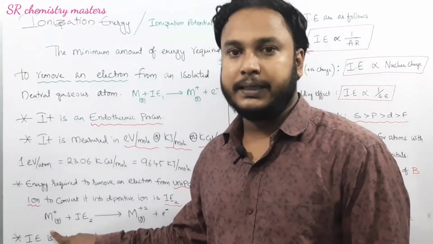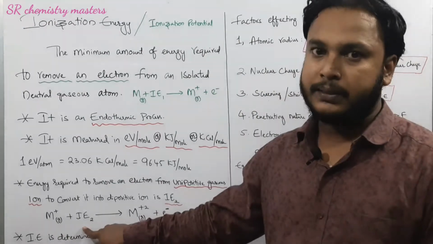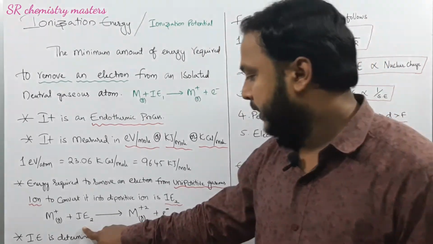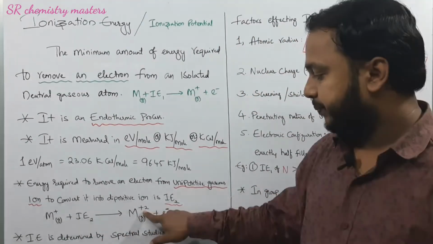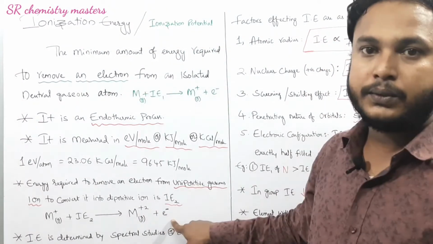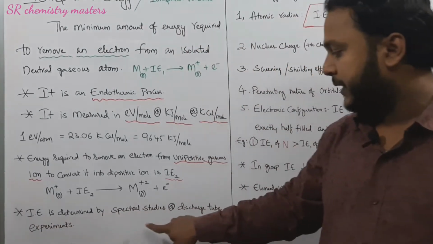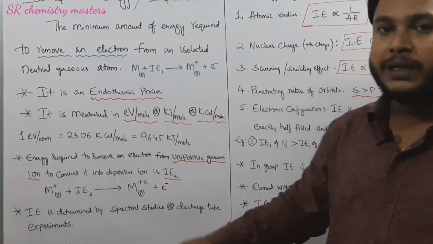Here you can see it in the equation form. M plus IE2, that is second ionization energy, gives rise to M2 plus. This is a dipositive ion, and an electron is released during this process. Remember, ionization energy is determined by spectral studies or discharge tube experiments.